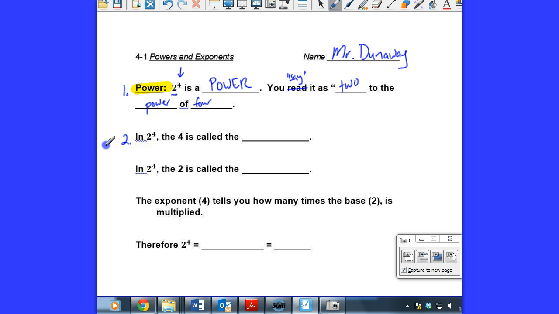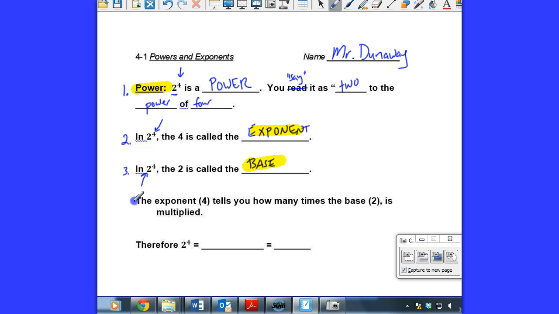Well, the second word you need to know is what that 4 is called. That 4, we should know this, is called the exponent. So exponent, that's the second word for you. And the third word is the 2. In 2 to the 4th power, or 2 to the power of 4, the 2 is called the base. So you have a base and an exponent there.